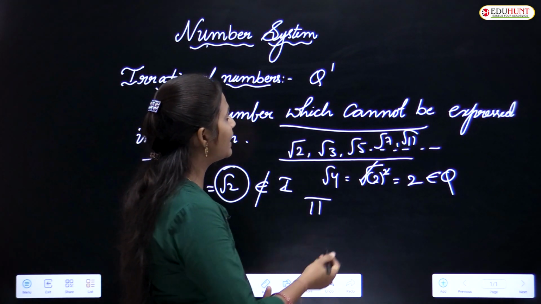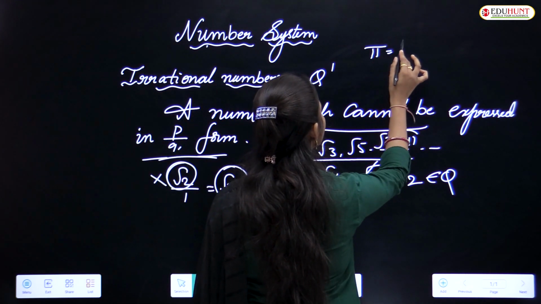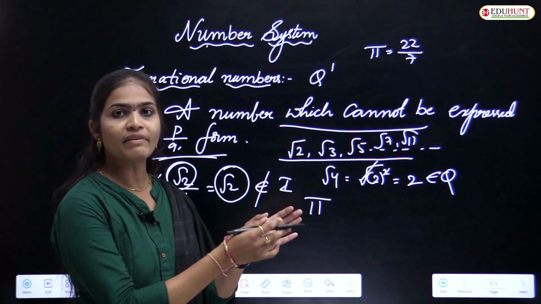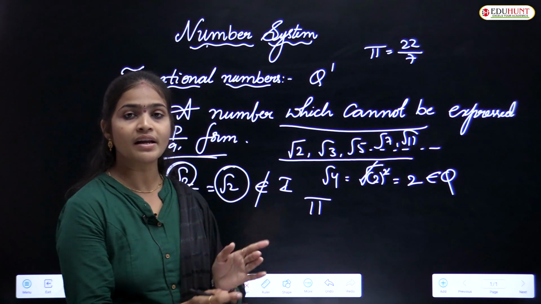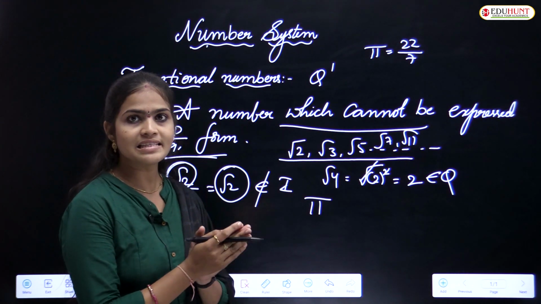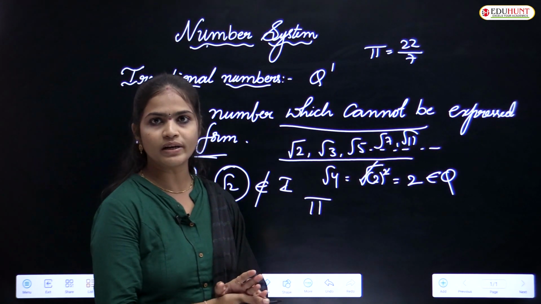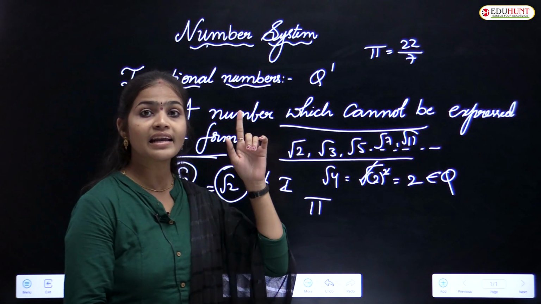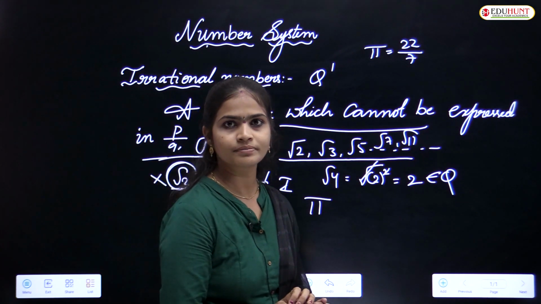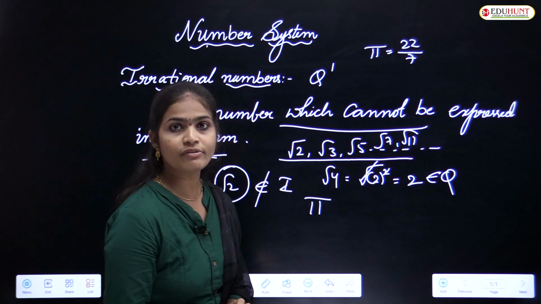Why? Generally we say the value of pi is equal to 22 by 7. But that is not the exact value. For our calculations in general we use pi equal to 22 by 7, but that is not the exact value of pi. That is the assumed value of pi.